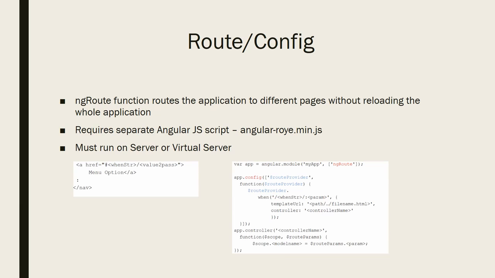Next we talk about route or config. AngularJS routing is a function that, instead of reloading your whole web app when you go to a new page, just goes to the page without reloading the whole application. But the thing about AngularJS routing is you have to download a separate AngularJS script, as you can see here in an example, and it can only run on servers and virtual servers.